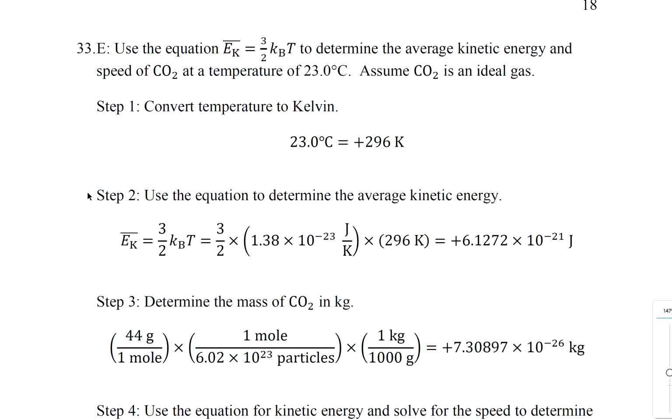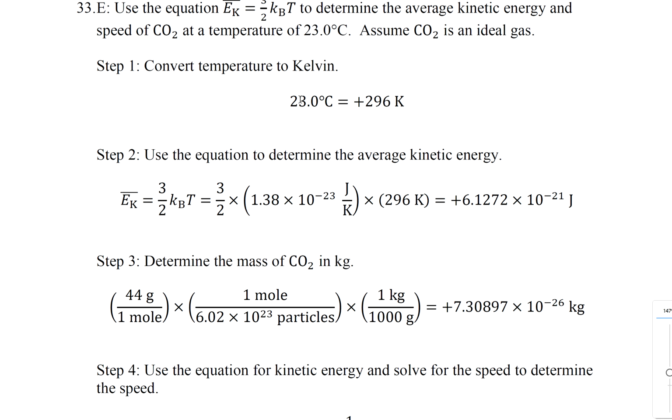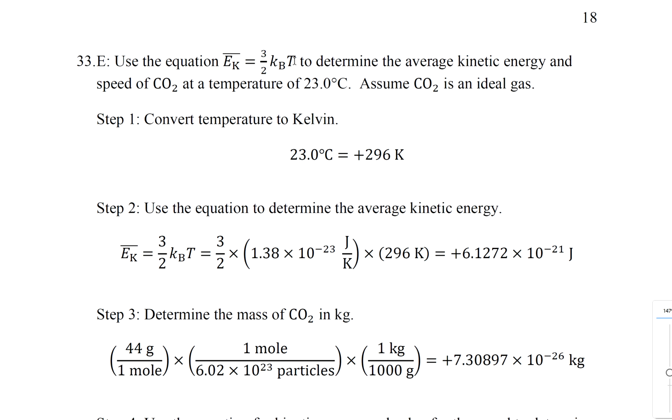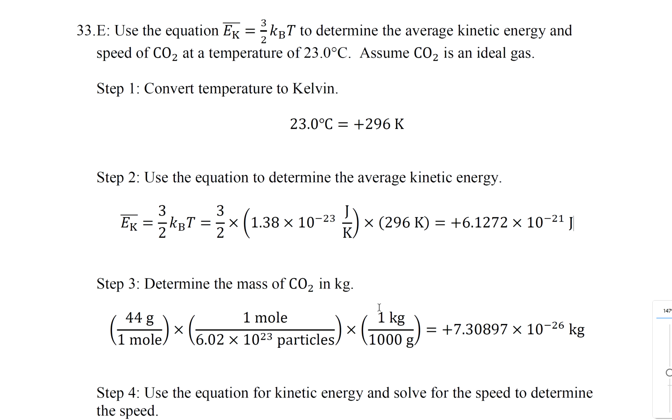Question 33. We're going to use the equation 3/2 K sub BT to determine the average kinetic energy and speed of CO2 at a temperature of 23 degrees, assuming CO2 is an ideal gas. So step 1, convert temperature to Kelvin. Step 2, let's use this equation to find the average kinetic energy, which is this. Step 3, determine the mass of CO2 in kilograms. We have 2 unit conversions. We get this.